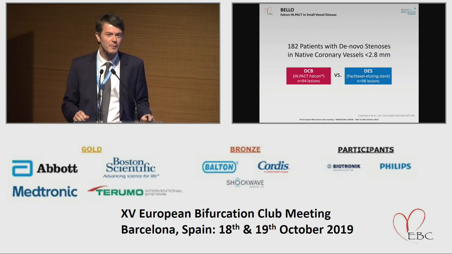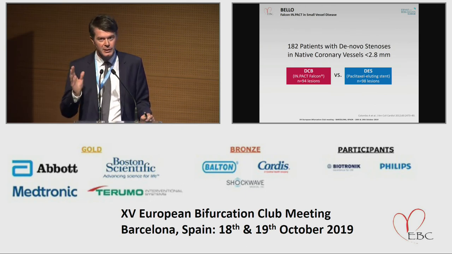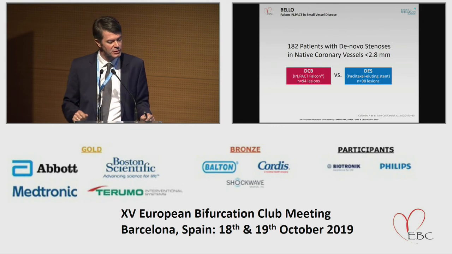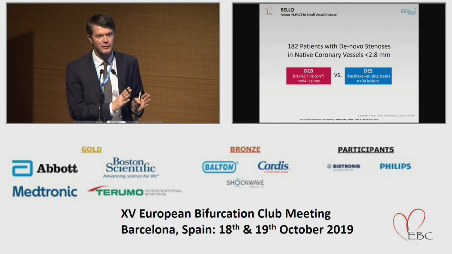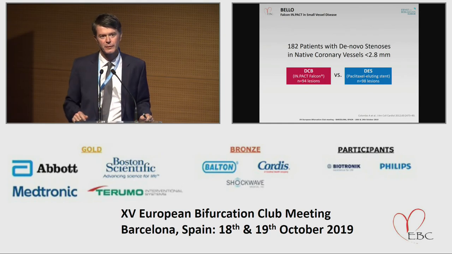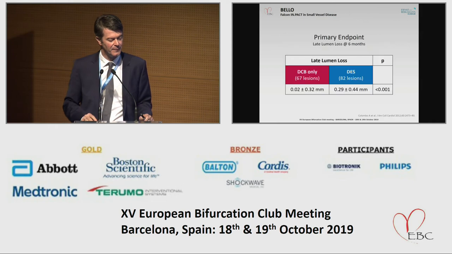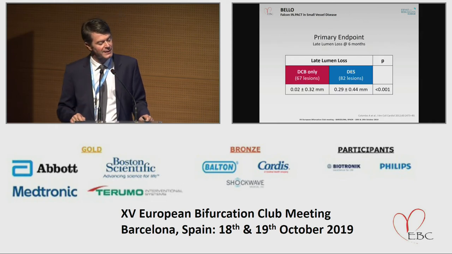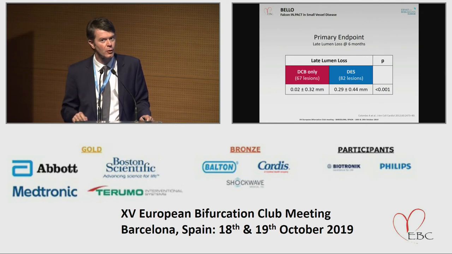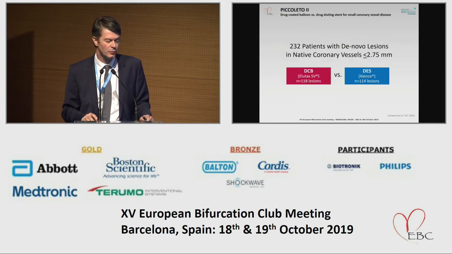We have data from the BELLO trial. They included more than 180 patients with de novo lesions and small vessel disease, and they compared the DCB, the IN.PACT Falcon, with the paclitaxel eluting stent, the Taxus at that time. The primary endpoint was late lumen loss at 6 months, and it was only 0.02 millimeters in the DCB group and 0.29 in the DES group, with significant difference.